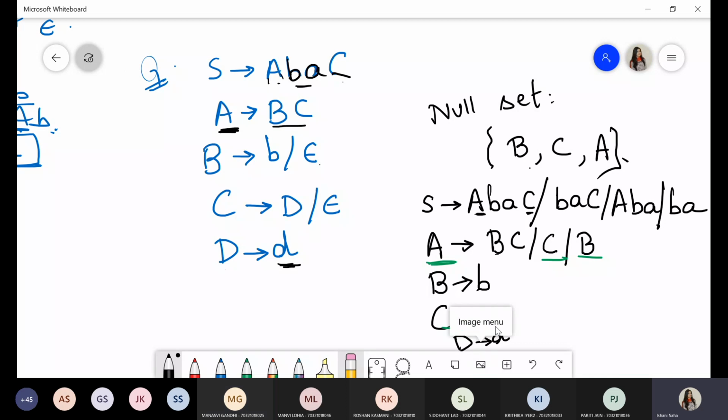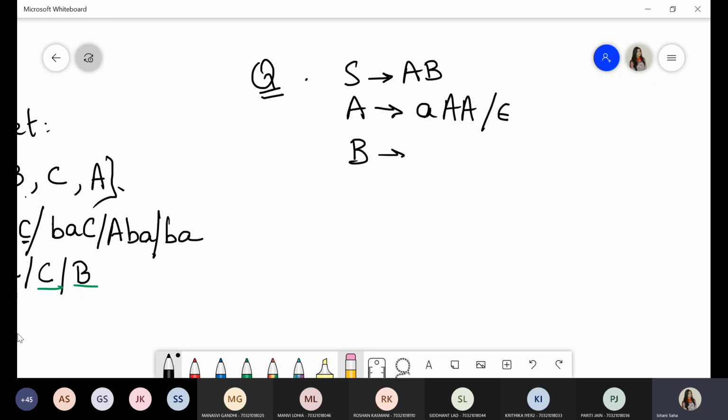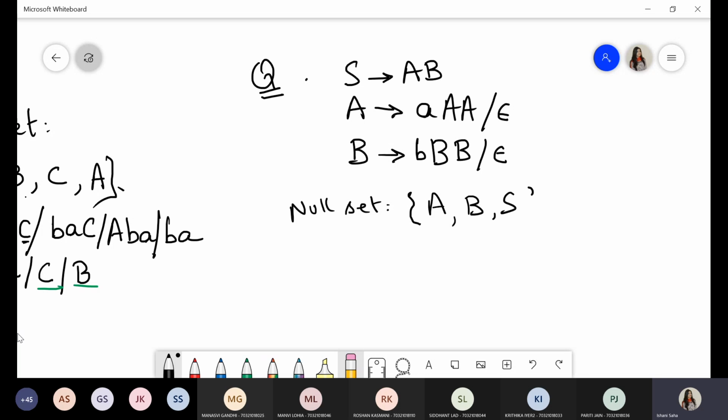So the next one that we have, now let's form the null set. A and B directly are going to be there. S also is going to be there, right? Is it clear? Do you all agree with the null set? Yes, ma'am. Right? So now you can make a star note and write it down here.